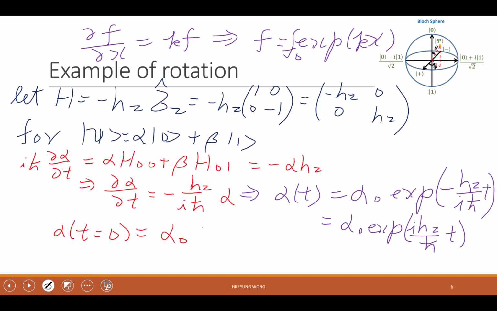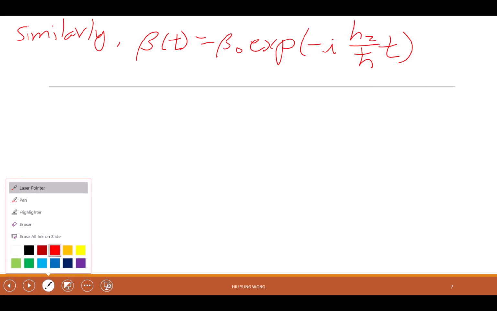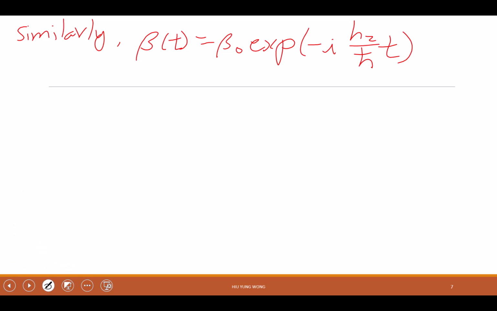Right? So you compare to the solution before, it's the same except that we have a negative sign here. Is that okay? Now we want to study what it means on the Bloch sphere. What does it mean? Now you know how the alpha changes, how the beta changes. So let's recall.